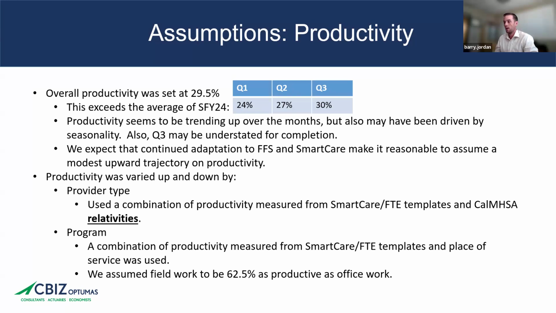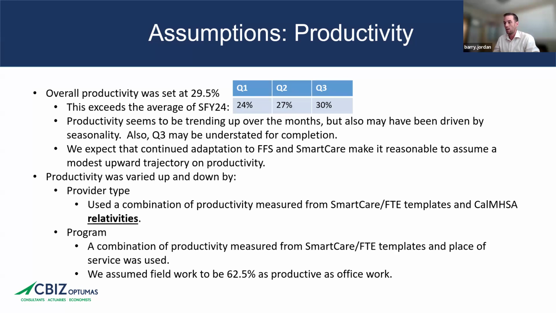So we're showing the quarterly amounts here for the emerging fiscal year 24 data. Quarter one's productivity amount in total was about 24%. It increased to 27% in quarter two, and then increased to 30% in quarter three. So we do see that it appears to be trending up within the fiscal year as we look quarter over quarter, month over month. But some of this also could be driven by seasonality. So that could be a component of this.